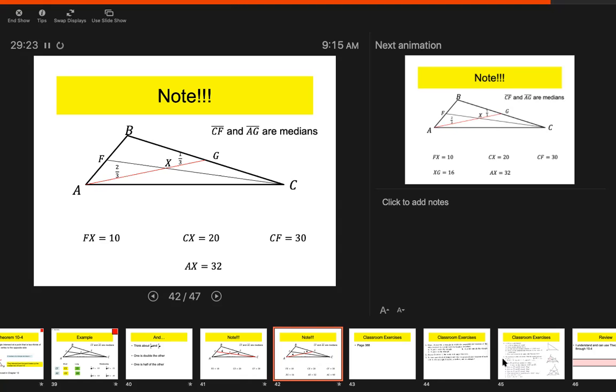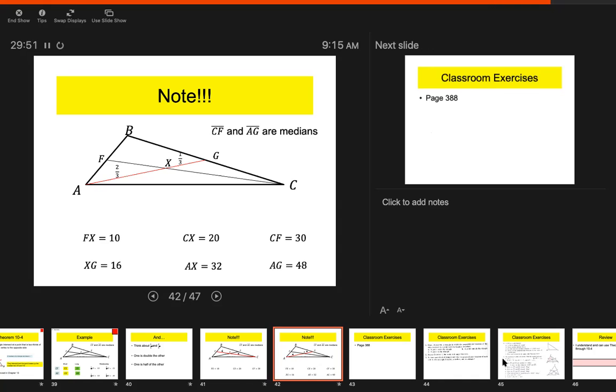Tell me what you're thinking. No, AX is 32. You just said that is what? So what's half? Just tell me what you're thinking. I'll do the math for you. 16. Right? Now, can you tell me how long AG is? You can tell me what you're thinking. Yeah, 48. There you go. That's what the homework will look like. It's two relationships. There's a half or a doubling, and then there's a one-third, two-thirds. So there's your two types of problems.